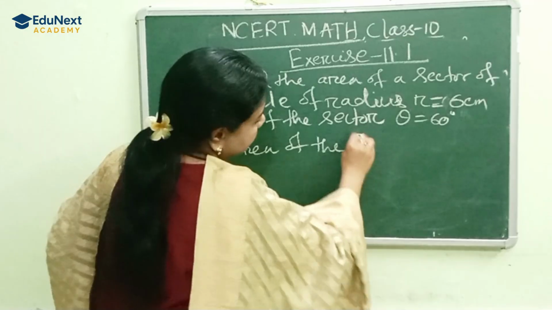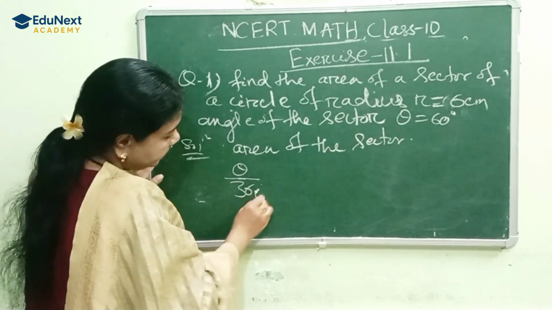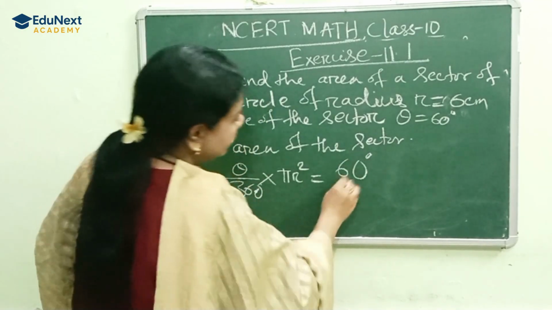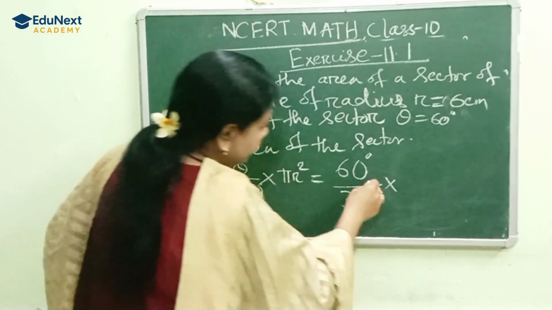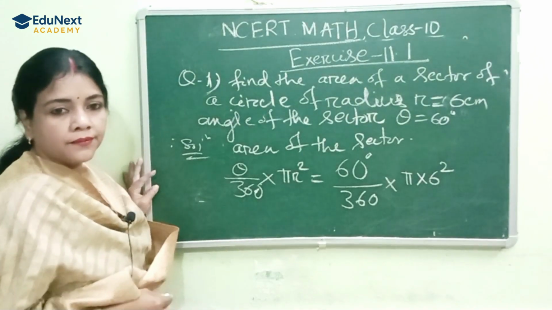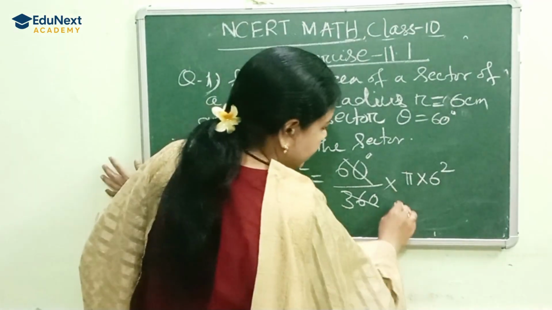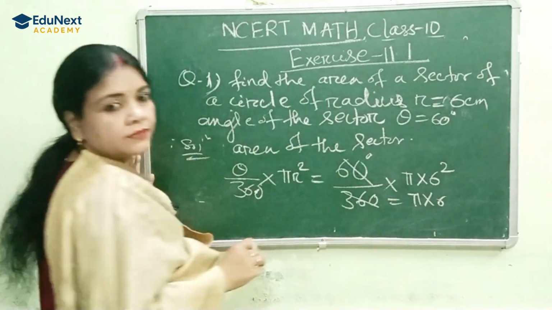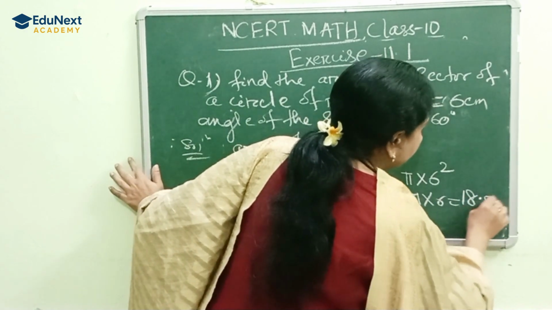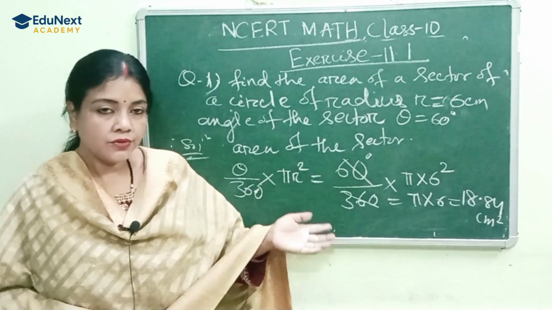Area of the sector, that means theta by 360 degrees into pi r square. That is equal to, here theta is 60 degrees by 360 degrees into pi into 6 square. Now here 60 is also 6 times 10, so 6 cancels out. That is pi into 6. So the final answer you will get is 18.84 centimeter square. Now see, very easy example. You need to remember the formula only.